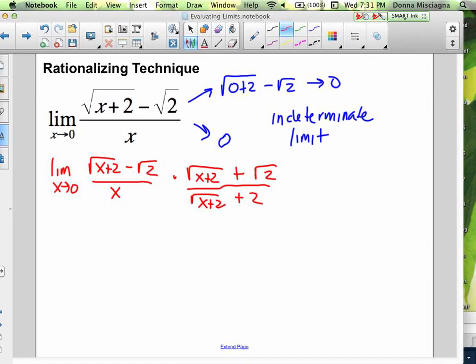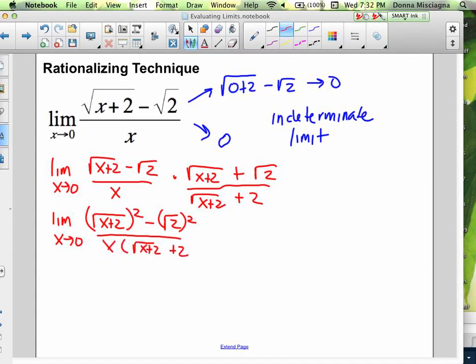All right, so that's going to give us the limit as x approaches 0. We're going to end up with the square root of x plus 2, squared, right? Those middle terms are going to drop out. And then we're going to have minus, because we have a negative and a positive, the square root of 2 squared. So the only things left will be the first and last terms, squared, all over x times the square root of x plus 2 plus the square root of 2. Sorry, that needs to be under the radical there.